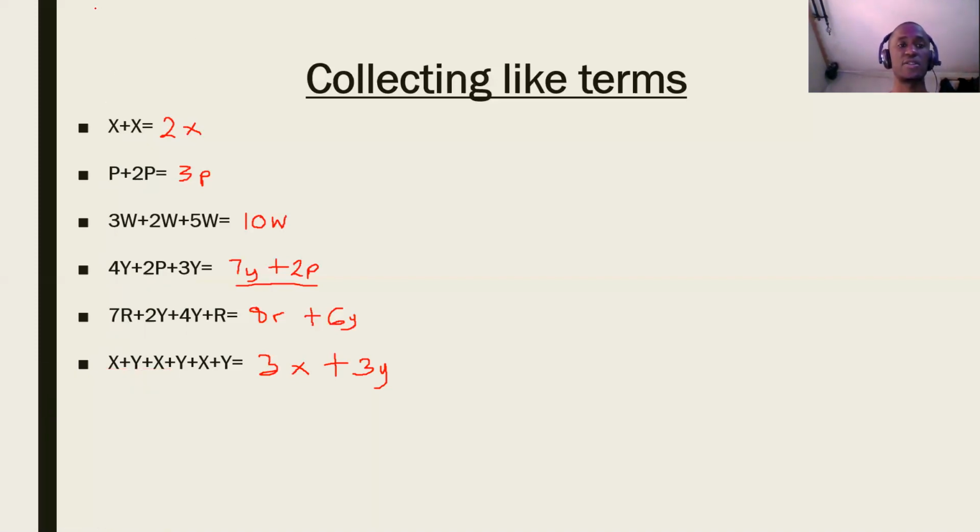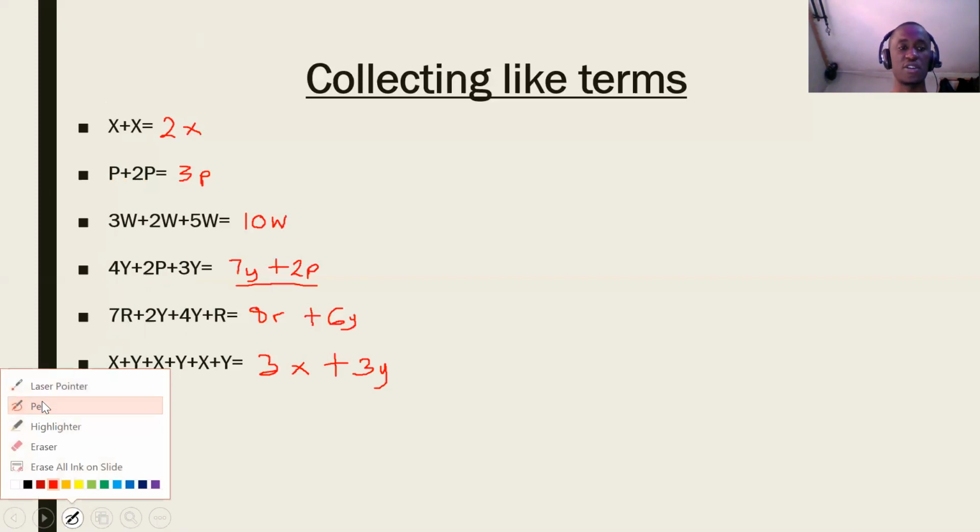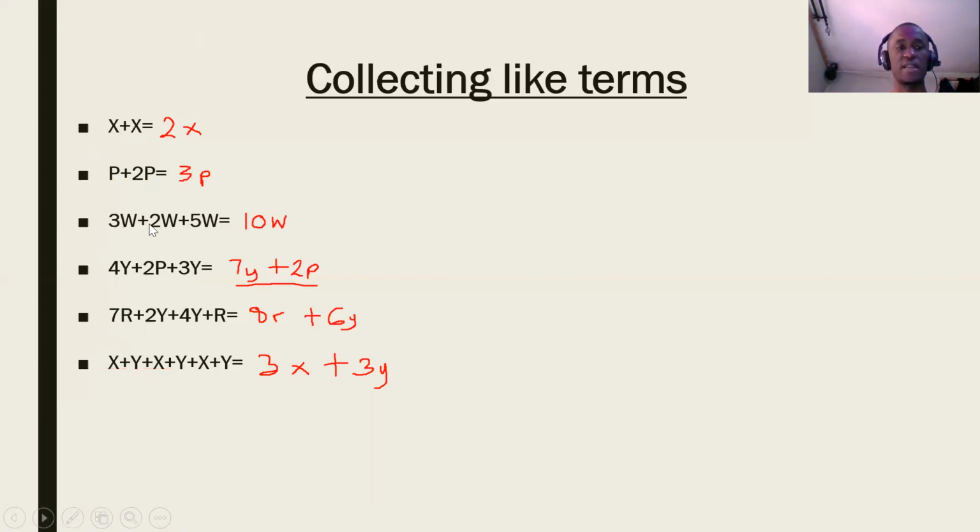And then p plus 2p tumesema jibu ni 3p. Hii haina shida yote. That one does not have any problem. 3w plus 2w plus 5w tumesema jibu ni 10w. Hii haina shida. Shida inaanzia hapa. 4y plus 2p plus 3y. Nimesema unachukua zile zenye ziko na y unaweka pamoja. 4y and 3y, you add them. You don't include 2p. So 4y plus 3y tumesema jibu ni 7y, and then you add the 2p.